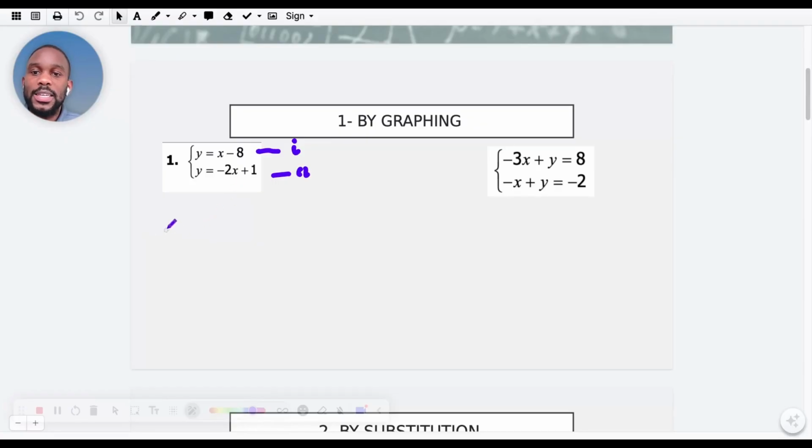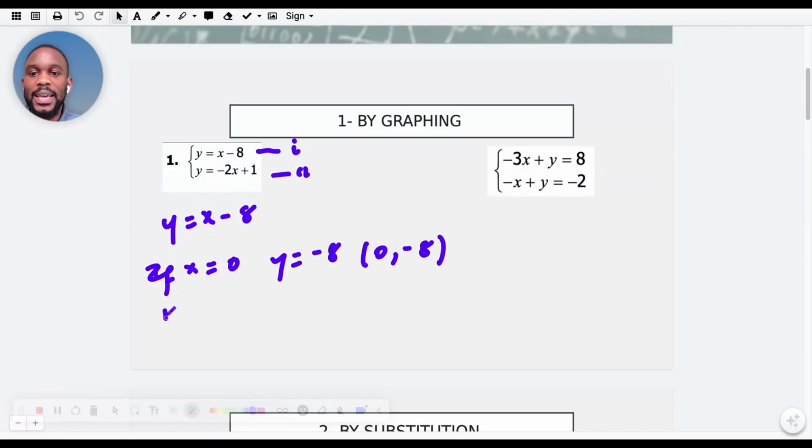So if I'm looking at equation 1, y is equal to x minus 8, I'll say, what happens if x is equal to 0? If x is equal to 0, what will be y? y will be equal to negative 8. So now I have a point, 0, negative 8. What happens if y is equal to 0? Remember, to plot a line, I need 2 points. So this is my first point. We're still on line 1. If y is equal to 0, then x will be equal to 8. So I have another point, positive 8, 0. Now I have 2 points. I can plot line 1.